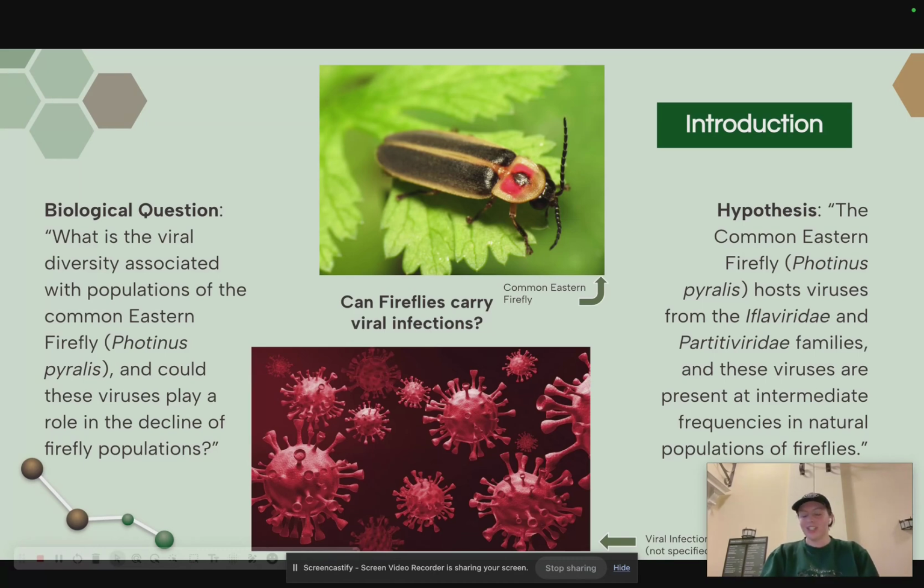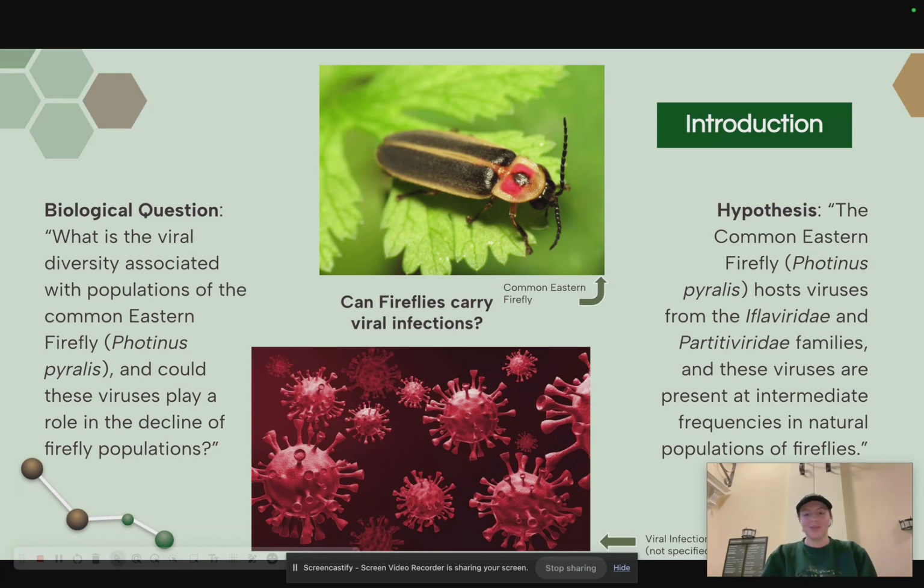So essentially, the question that these researchers are asking is, can fireflies carry viral infections? And today we'll be discussing the common eastern firefly, which is present in North Carolina. When the sun sets in the fall, you'll see some fireflies in your backyard if you look hard enough.